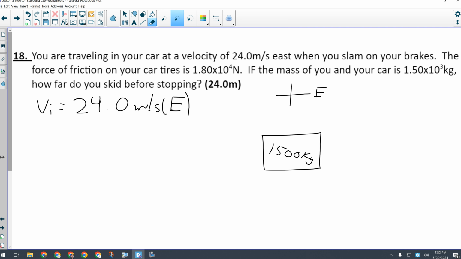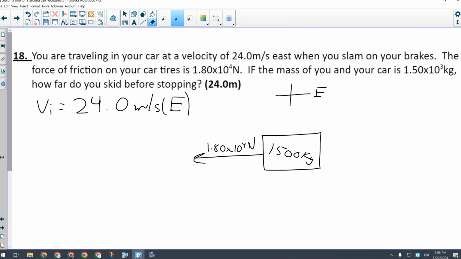So friction would go here, and it would be 1.8 times 10 to the 4 newtons. That's kind of what makes this question trickier, at least the first time you encounter a slam on the brakes question. Now, how far do you skid before stopping?